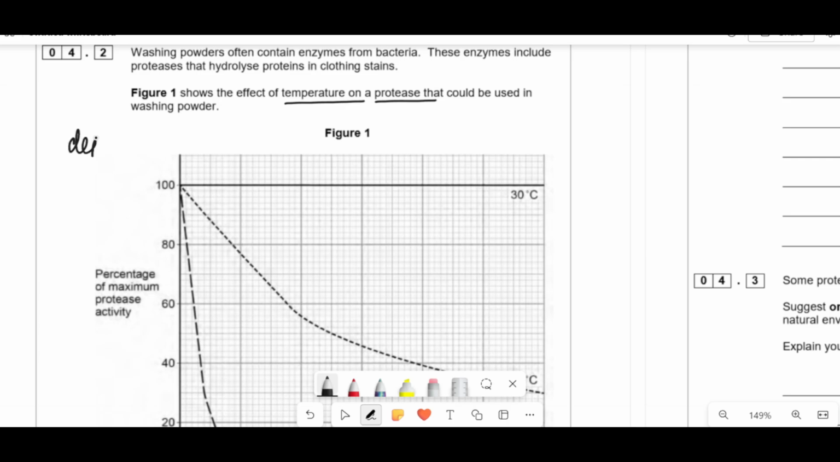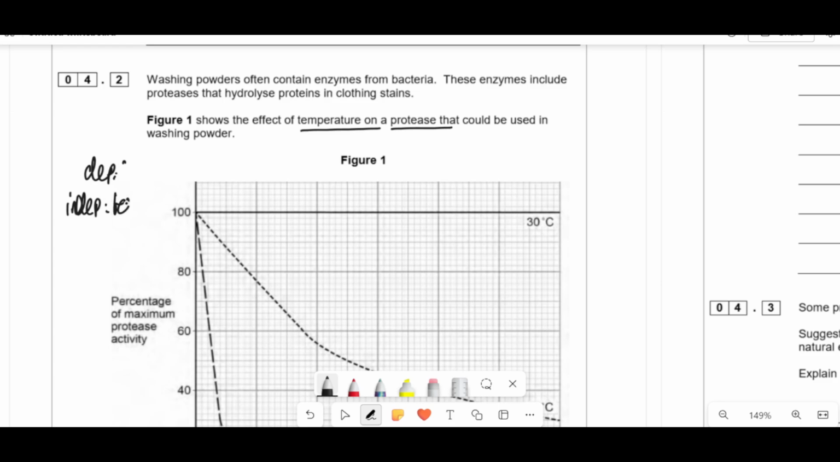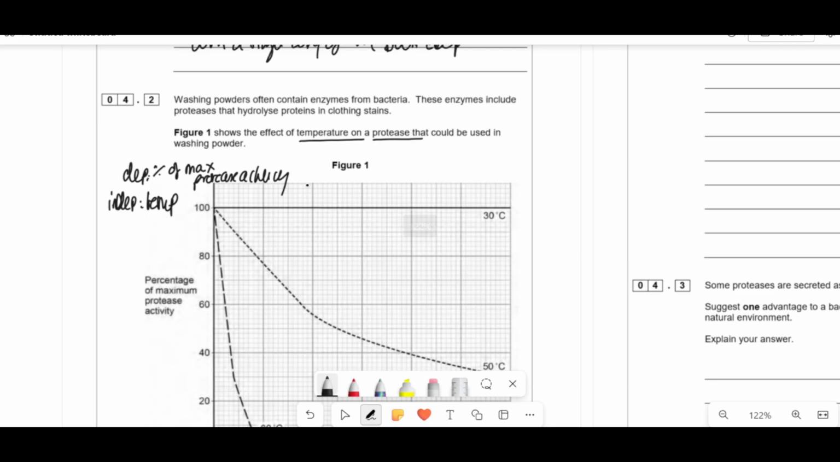So again, remember dependent, independent. Don't just look at this and say, oh, it's this. Look at the actual data here. So the independent variable that they are changing is temperature, and they are measuring the percentage of maximum protease activity. Really important that you do that, because questions asking for evaluations of what you should control and so on will link back to these.